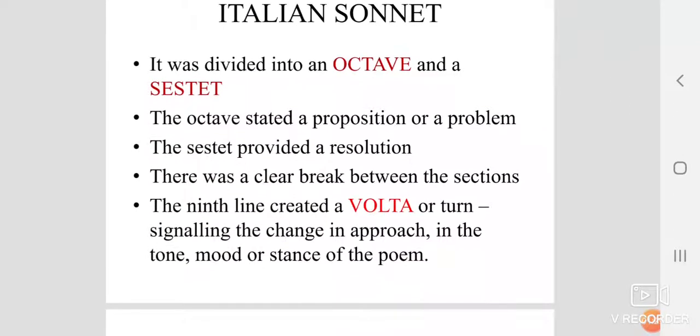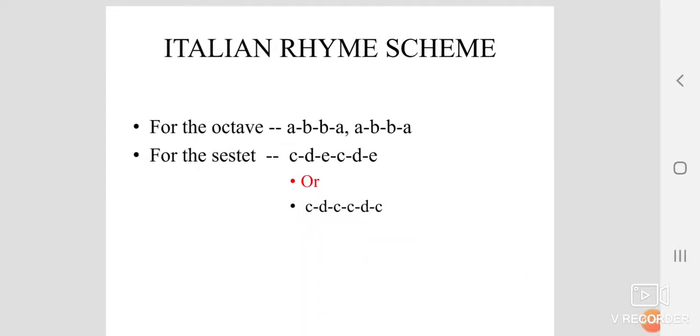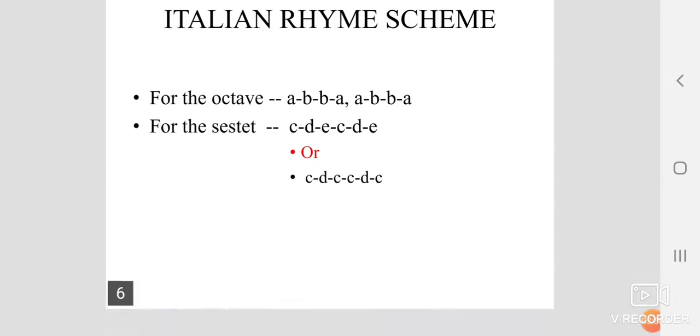The Italian sonnet structurally is divided into an octave and sestet, and there is a volta on the ninth line, which brings about a turn in the theme. And the rhyme scheme for the Italian sonnet is, for the octave, A, B, B, A, A, B, B, A, always the same, but for the sestet you have a variation. It can be C, D, E, C, D, E, or C, D, C, C, D, C.